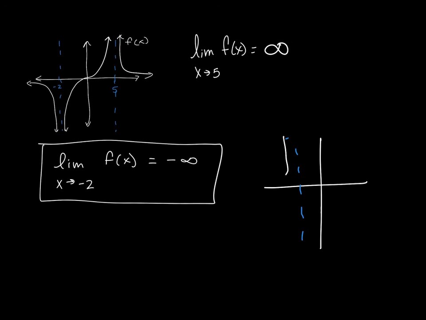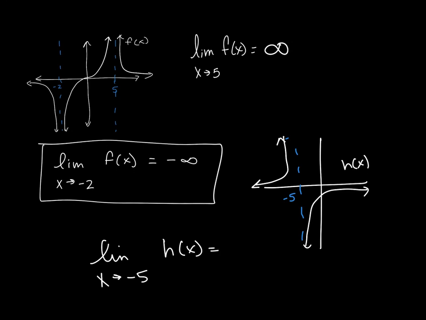and what that would look like would be a graph like this. The limit of this function, let's call it h of x, the limit as x approaches negative 5 of h of x, this does not exist. It does not approach positive infinity or negative infinity. It approaches positive infinity on the left-hand side, and it approaches negative infinity on the right-hand side. So this limit straight out just does not exist.